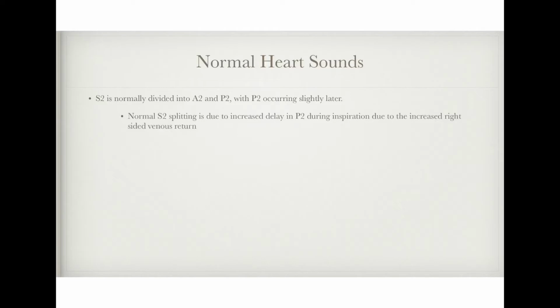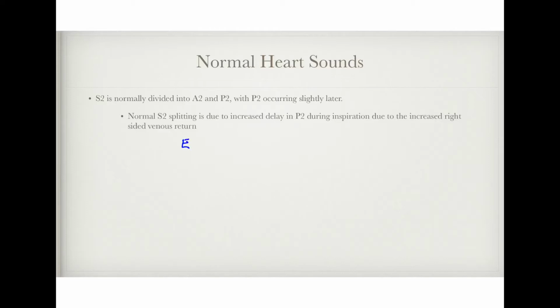First, there's normal S2 splitting, and that's just due to the increased delay in P2 compared to A2 during inspiration, as a result of the increased right-sided venous return that occurs during inspiration. So more blood flow enters the right atrium and the right ventricle during an inspiratory phase, and that leads to a delay in the emptying of the right ventricle, and that manifests as a delay in the P2 component of S2.